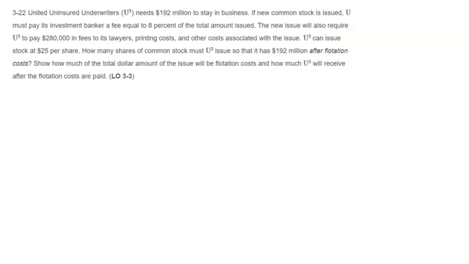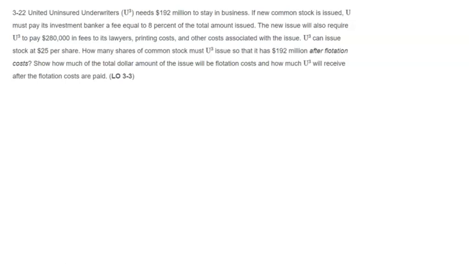What we have to do is, the underwriter gets paid on everything, on the total size of the issue. So we have to do the calculation a specific way, and I'll show you here in a second.